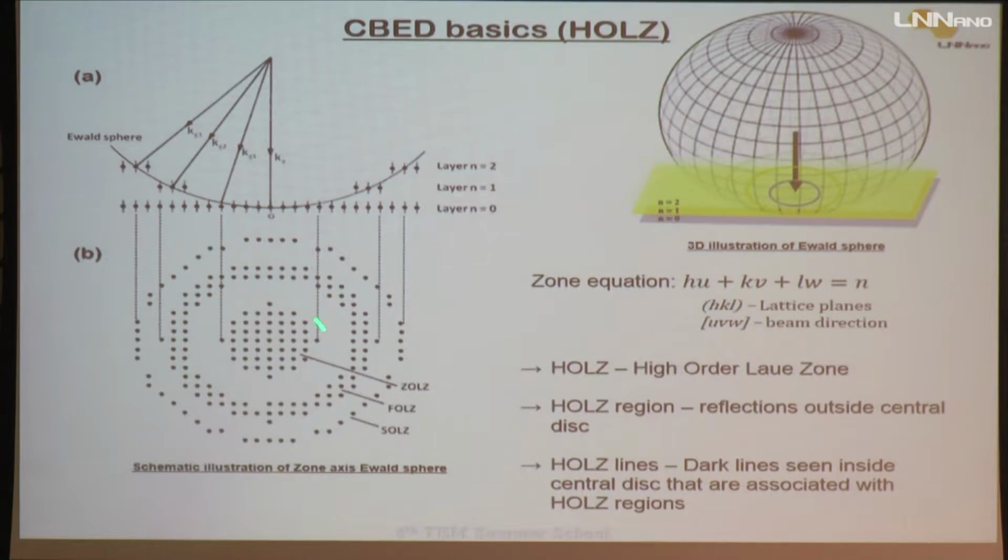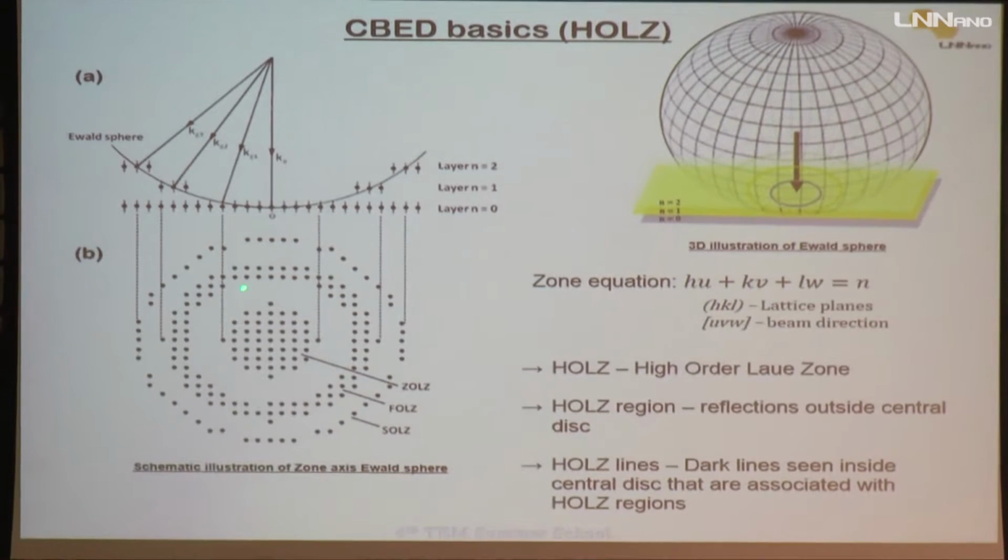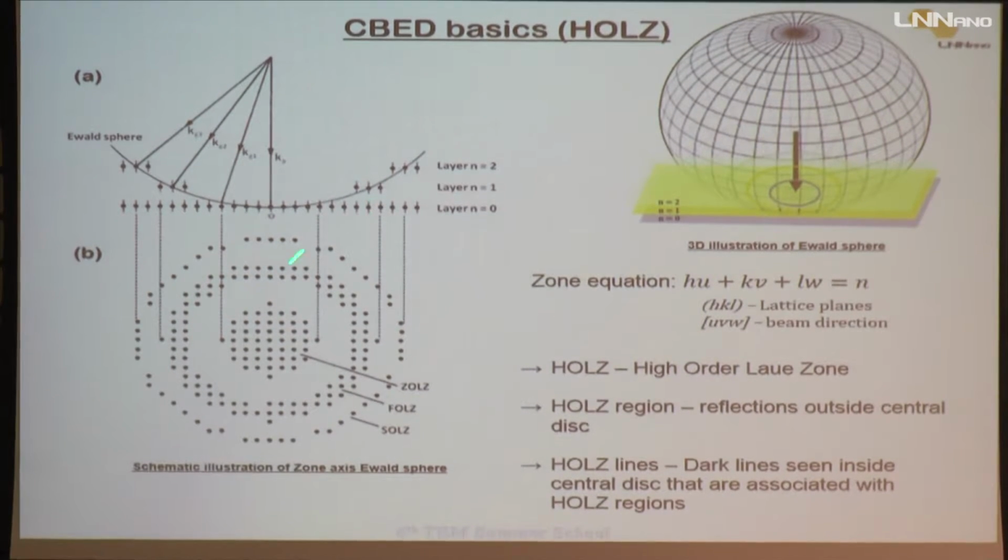And the region inside the disk, when you have a low camera length diffraction pattern, is called the zero order level zone. From here, we get only two-dimensional information. If you go apart from here, this region is the first order level zone and second order level zone, and these two are called HOLZ information. From here, we get the three-dimensional information. The reason is we need to understand the Ewald sphere as a sphere in a three-dimensional view. So from these two layers, we get three-dimensional information.